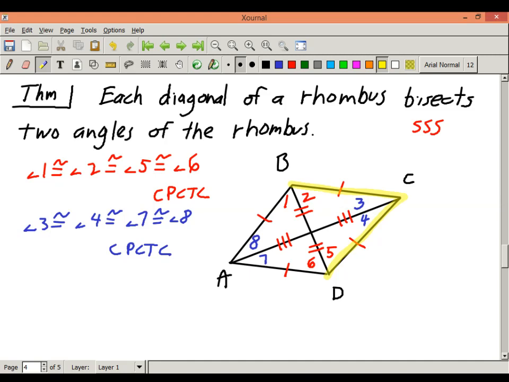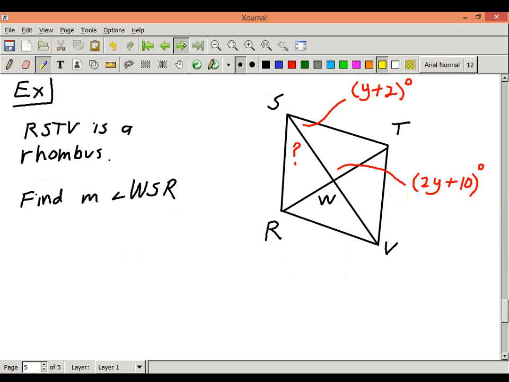So that's our third theorem and last theorem of the day, and we just have one example to work, and then we'll wrap it up. So here's our problem. We're given that quadrilateral RSTV is a rhombus. And so we can apply any theorem that we have about rhombuses, or parallelograms really, to help us solve this. So one of our theorems said that the diagonals of a rhombus are perpendicular. So I'm going to find y, by the way. That's what I'm going to do first.